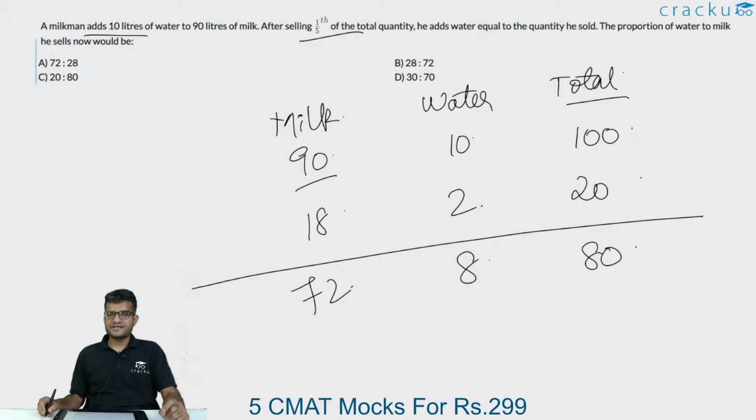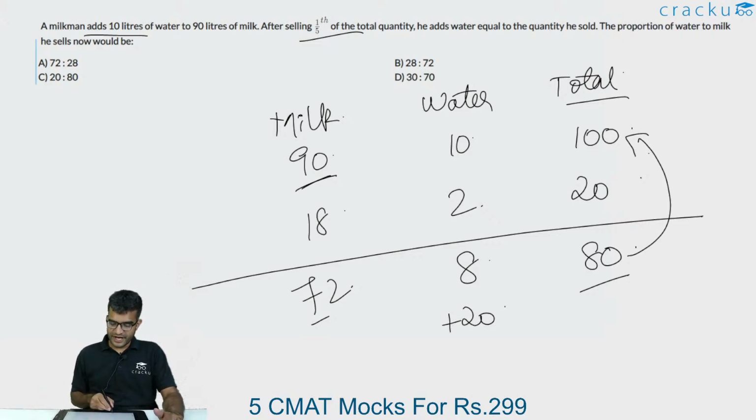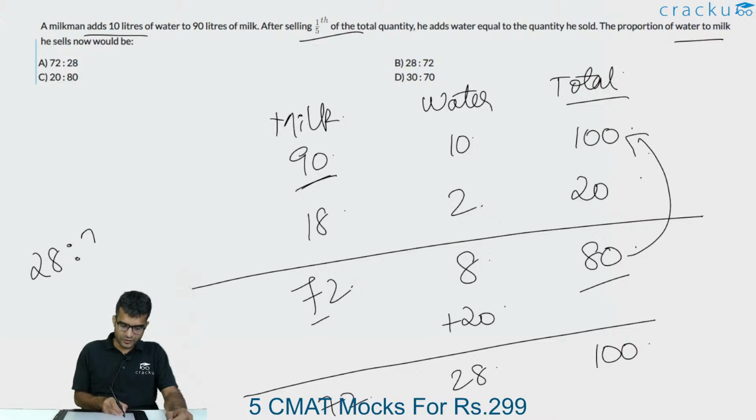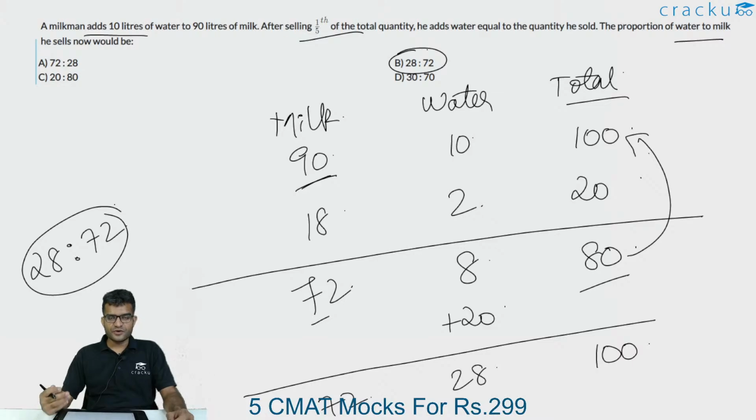But now he has replenished the amount of milk that has decreased. Initially it was 90, now it has become 72. Or he has increased the total volume from 80 back to 100. So he has added 20 liters of water. So the amount of milk in the final solution remains 72. The amount of water now becomes equal to 28 and the total again becomes equal to 100. So the ratio of water to milk in the final mixture will be 28:72, which is option B. Let us now look at the last question for today.